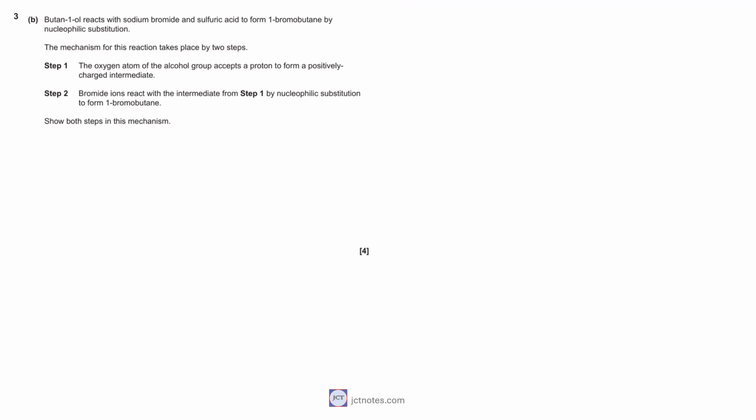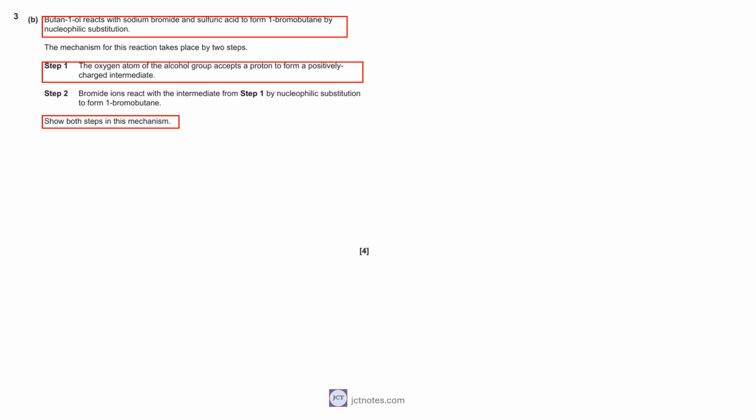In Part B of Question 3, we are asked to show the steps of the mechanism of the reaction of butan-1-ol with sodium bromide and sulfuric acid to form 1-bromobutane. The mechanism is a nucleophilic substitution and takes place in two steps. In step 1, the oxygen atom of the alcohol group accepts a proton to form a positively charged intermediate. In step 2, bromide ions react with the intermediate from step 1.